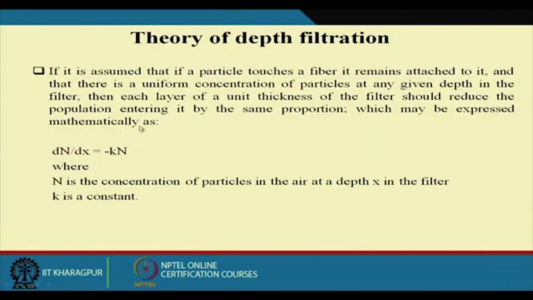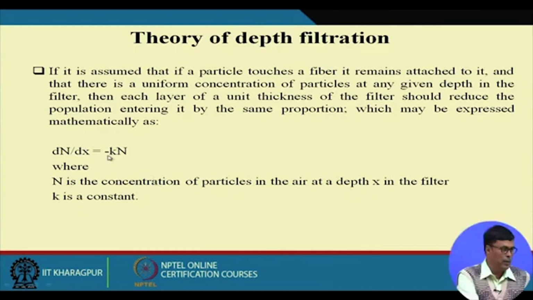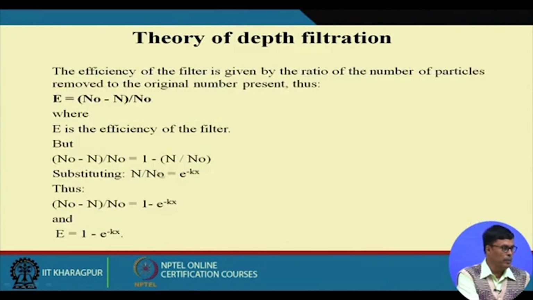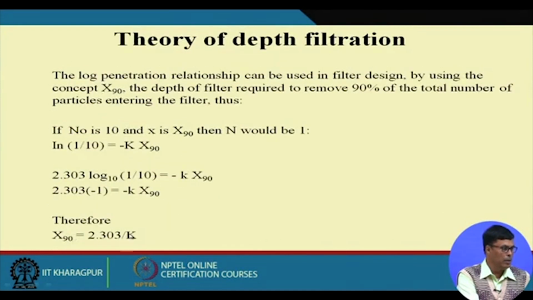This is the depth filter. The rate of removal of the particle can be expressed as dn/dx, where x is the filter depth and n is the concentration of the particle. This follows first order kinetics, and we can express it as n/n0. Then we can easily calculate the value, and we can find out the expression for 90% removal.